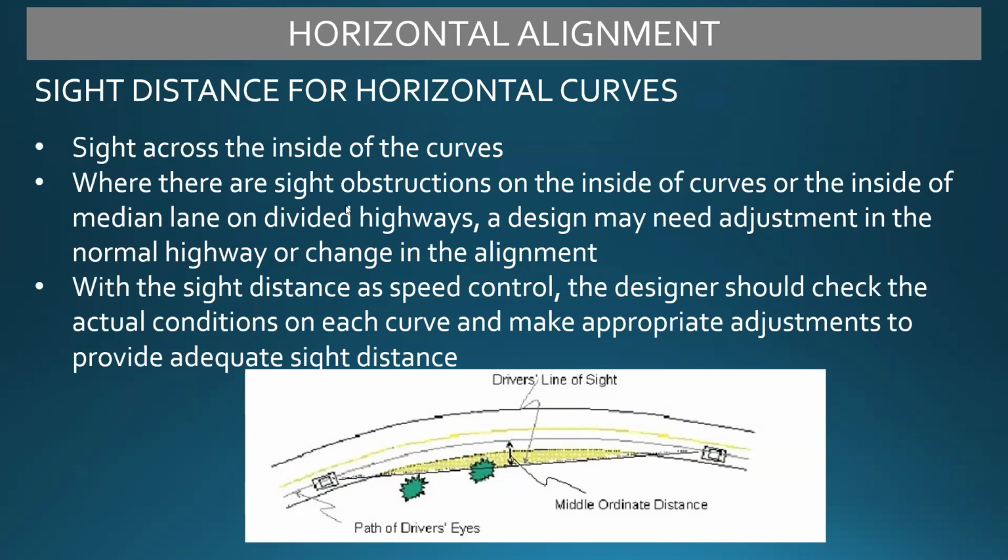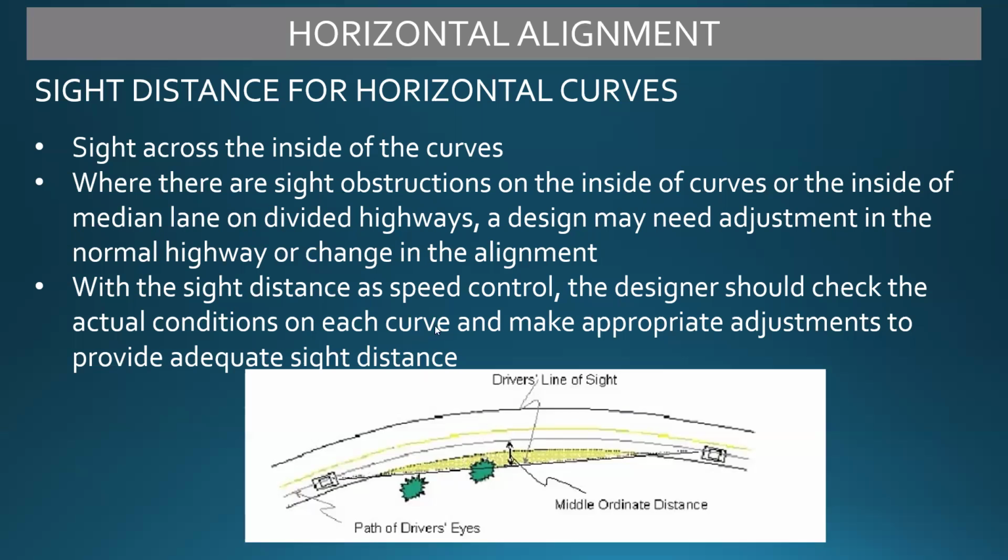So where there are sight obstructions on the inside of curves or in the inside of median lane on divided highways, a design may need adjustment in the normal highway or change in the alignment. So if there is a problem in the sight distance, we need to adjust so that, again, by definition in highway engineering, it should be safe. So we must foresee these things in our design.